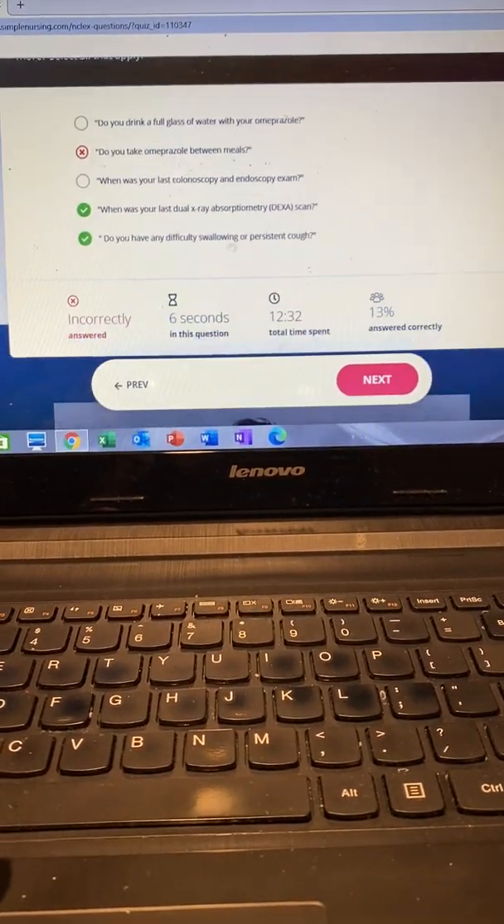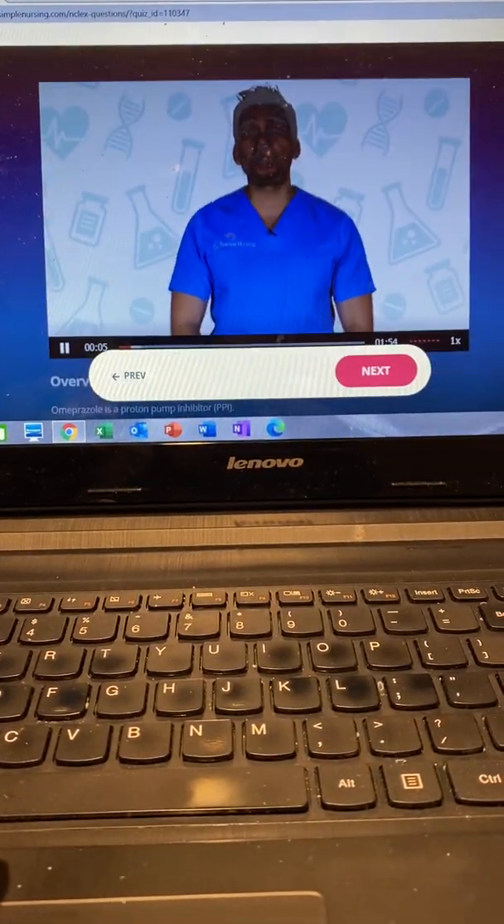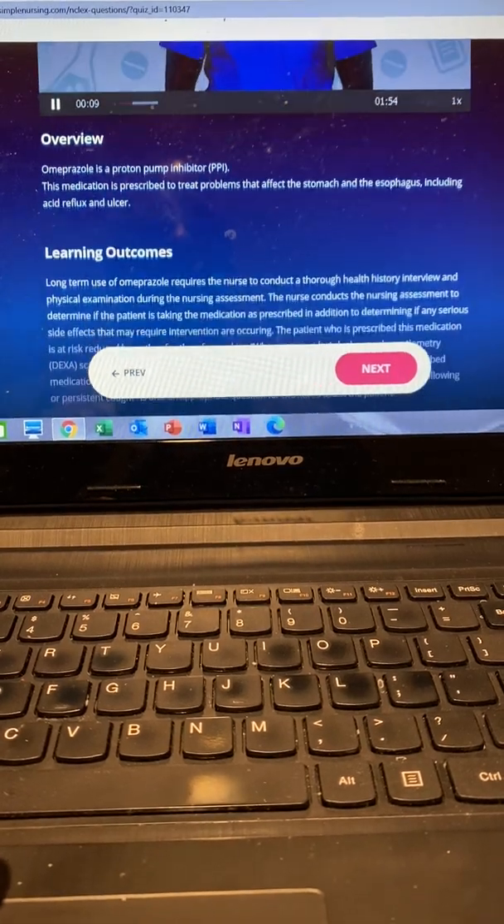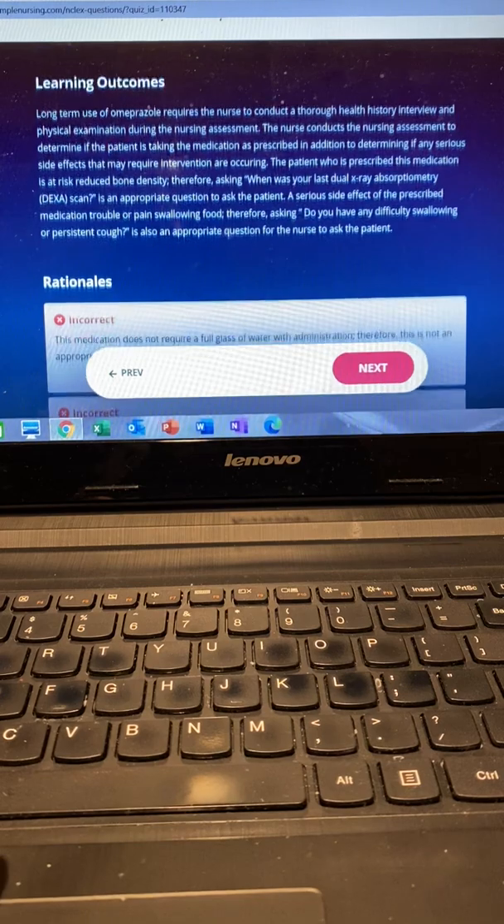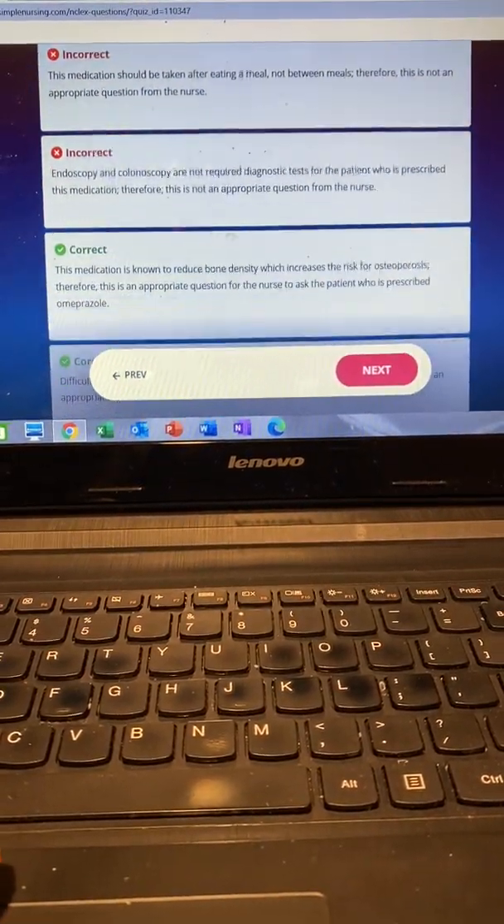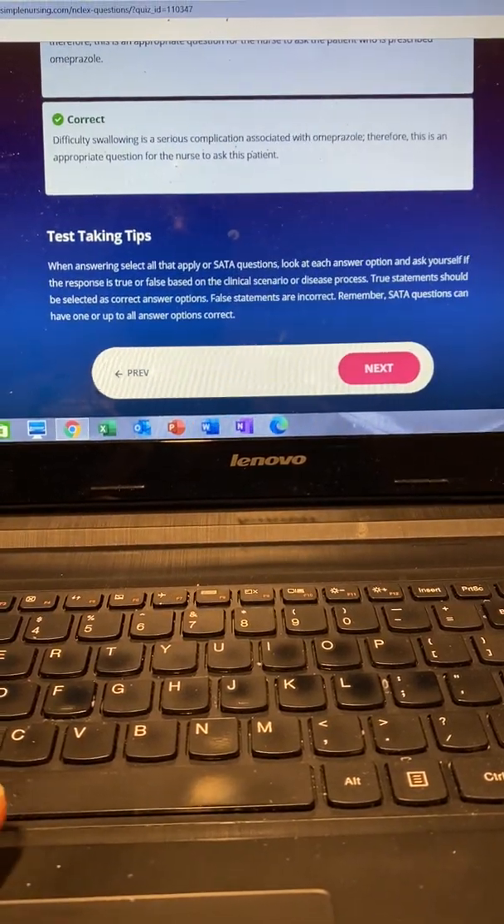Now, using our 3 steps, let's break this down. This question's asking for which question to ask for the key problem, 55-year-old on a prazole, or omeprazole, for about 6 months. So we know that prazoles are PPIs. They decrease nutritional absorption as well as change the gut normal flora.